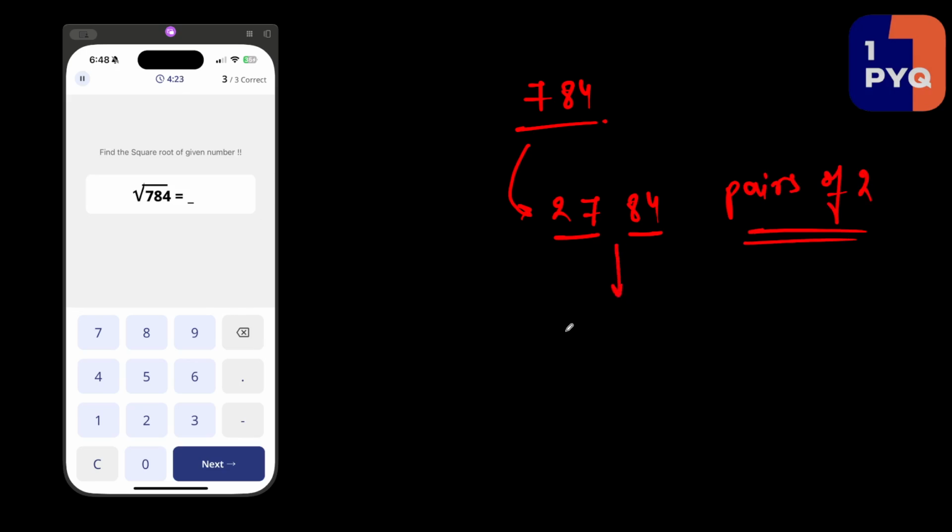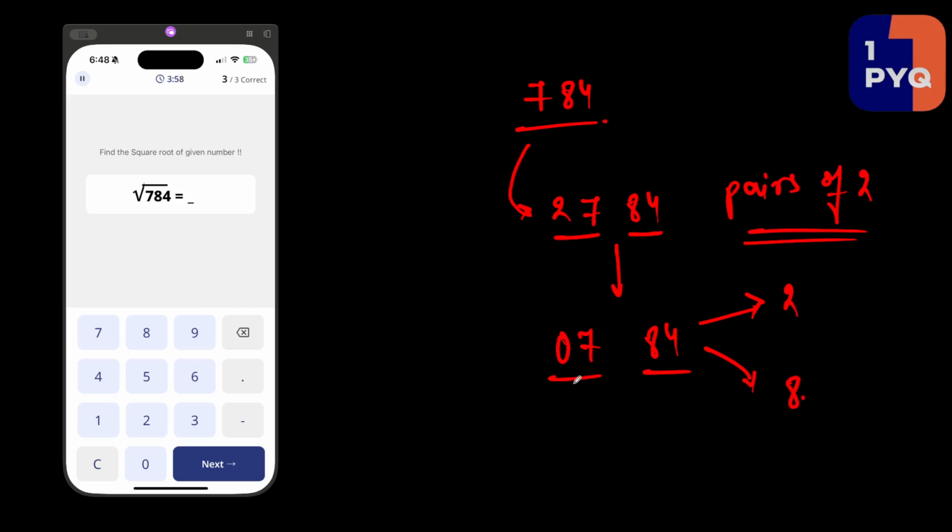How would we take things forward then? So we have a 07 over here and we have an 84 over here. So it got broken into pairs of 2. With the help of the unit digit, I'm going to predict what is going to be the unit digit of my answer. Because we have a 4 in the end, that can be received with the help of 2. 2 square is 4, or 8 square is 64. So it might be 2 or it might be 8.